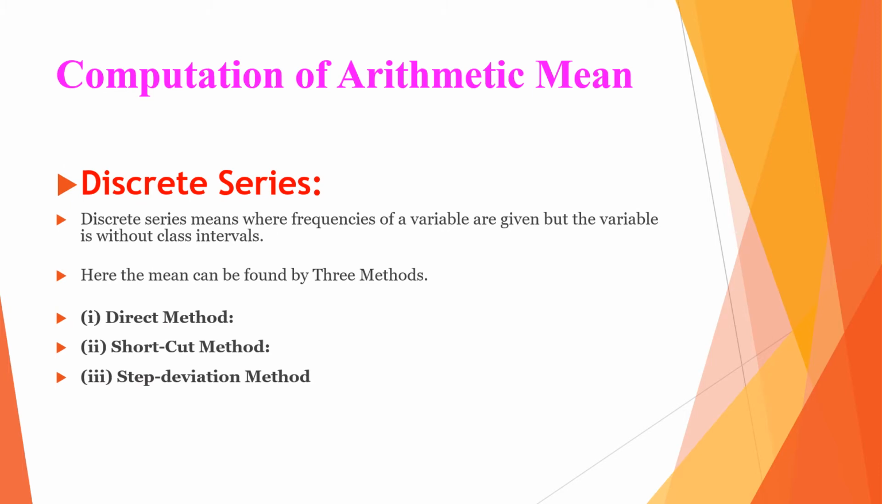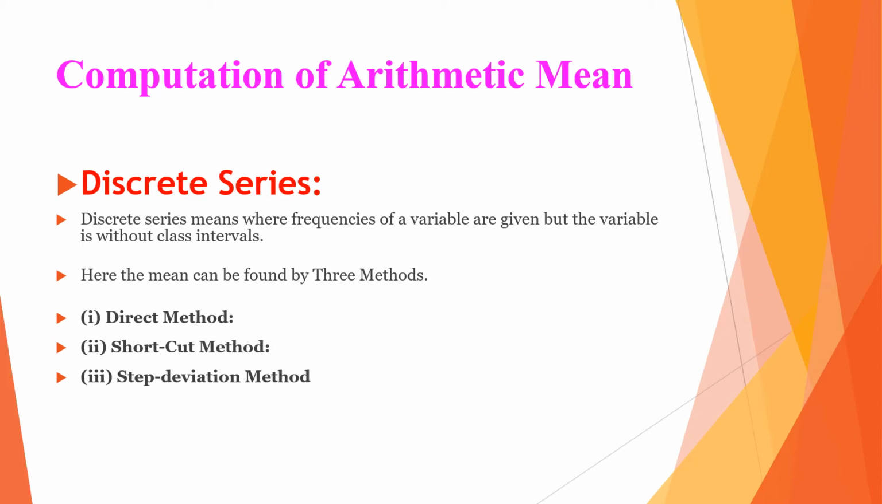Now, how to calculate arithmetic mean in case of discrete series? All of you know discrete series means where frequency of variables are given but the variable is without class interval. It means in this series two columns are given. One column is value and the second column is frequency. Number of students, number of workers is known as F. The other column, marks, wages, is known as value, which is denoted by X.